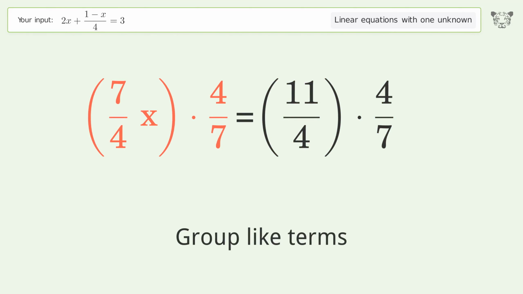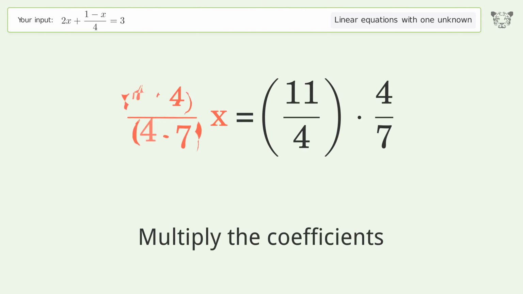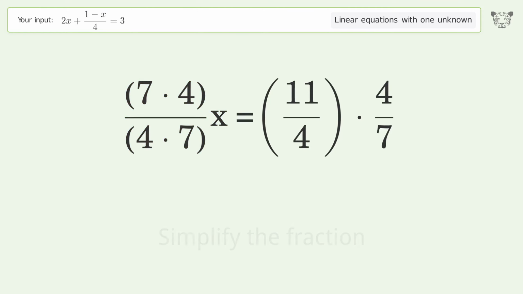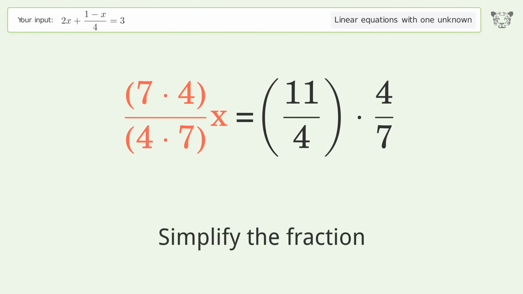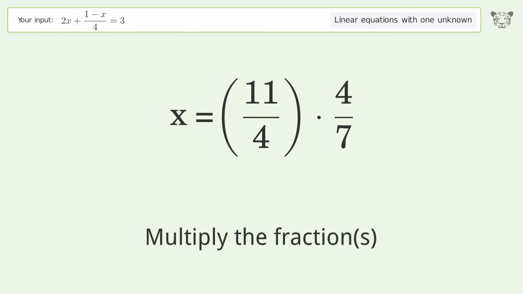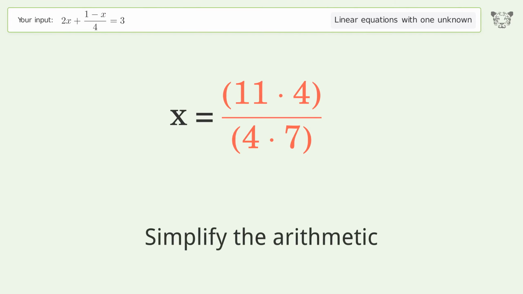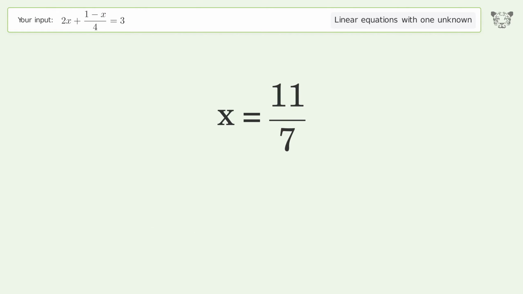Group like terms. Multiply the coefficients. Simplify the fraction. Multiply the fractions. Simplify the arithmetic. And so the final result is x equals 11/7.